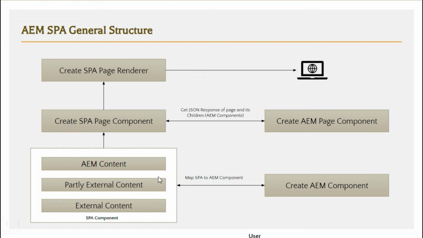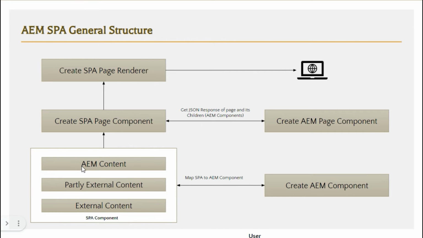And there could be some other kind of components which are partly dependent on AEM. For example, there could be some content which is coming from AEM and some content from the commerce system or another CRM system, and then this component has to combine both of them and render it. So that also could be one of the scenarios. And the third scenario is AEM content, where this SPA component is completely dependent upon AEM content. So these are the three kinds of components which could exist. And for each of these components, we need to create a wrapping AEM component.